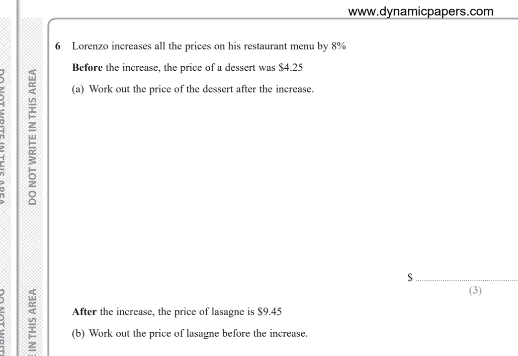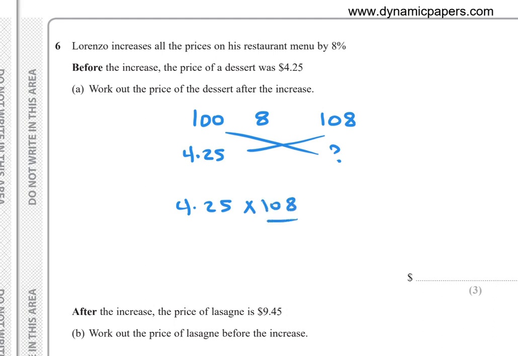Number 6. Lorenzo increases all the prices on his restaurant menu by 8%. Before the increase, the price of a dessert was $4.25. A. Work out the price of the dessert after the increase. Increase by 8% means it was 100, increase by 8, now 108. Before the increase, 4.25. Now after, cross multiply. So 4.25 times 108 divided by 100 equals 4.59.